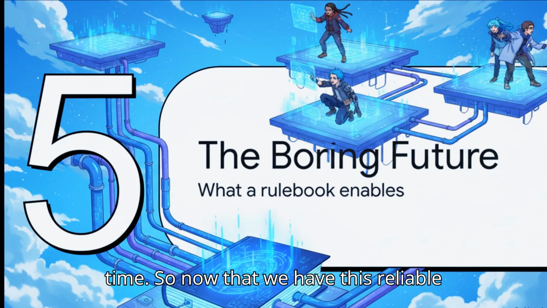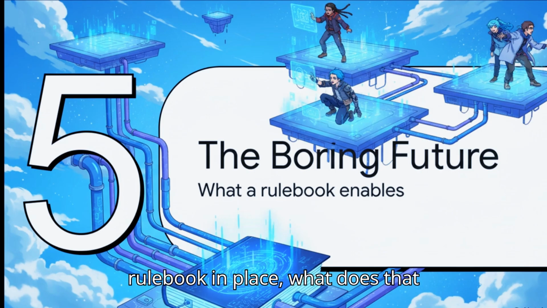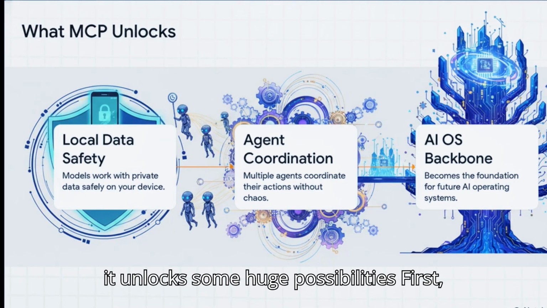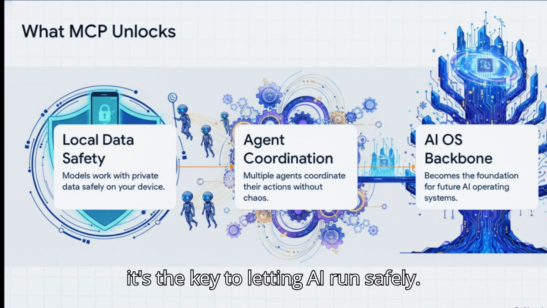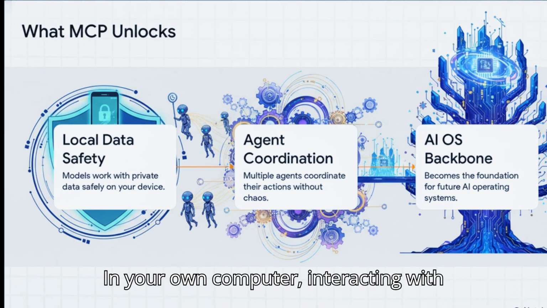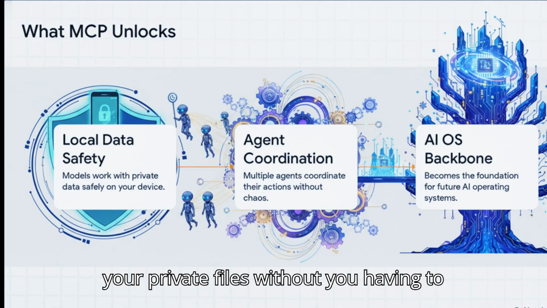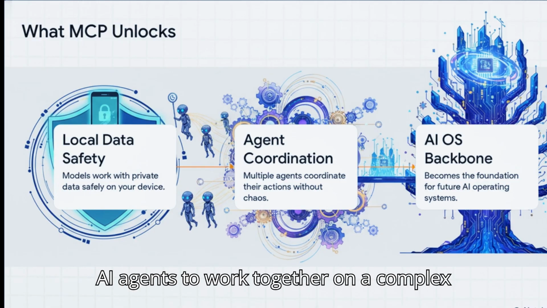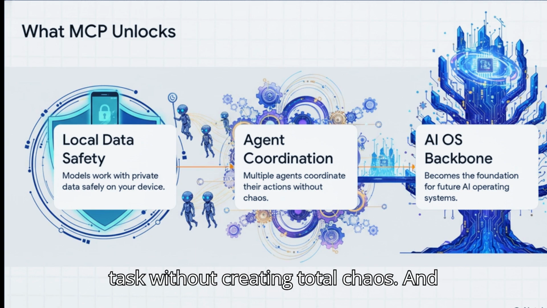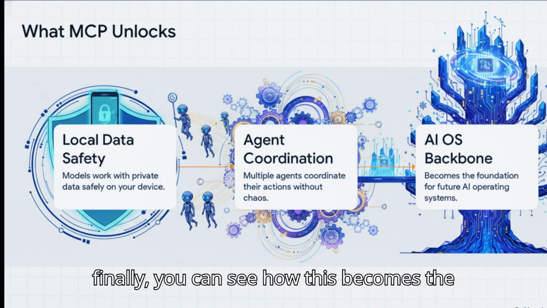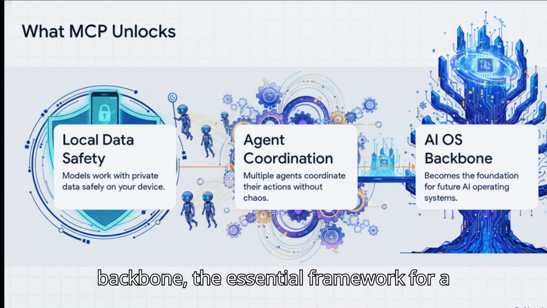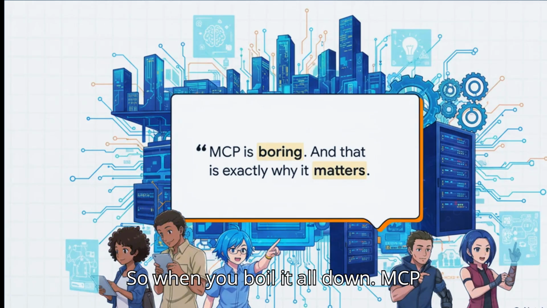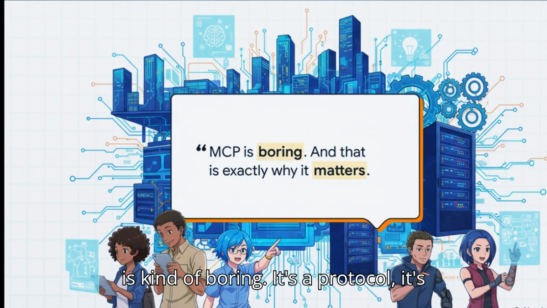So now that we have this reliable rulebook in place, what does that foundation actually let us build? Well, it unlocks some huge possibilities. First, it's the key to letting AI run safely on your own computer, interacting with your private files without you having to worry. Second, it's how you get multiple AI agents to work together on a complex task without creating total chaos. And finally, you can see how this becomes the backbone, the essential framework for a true AI operating system in the future.